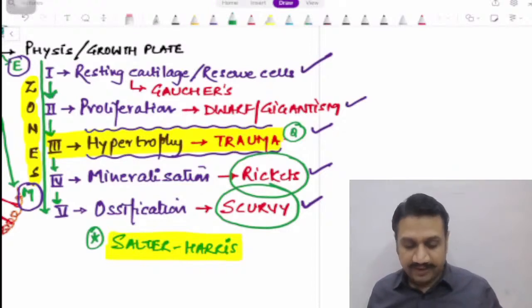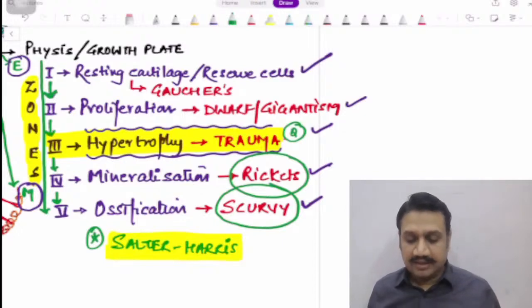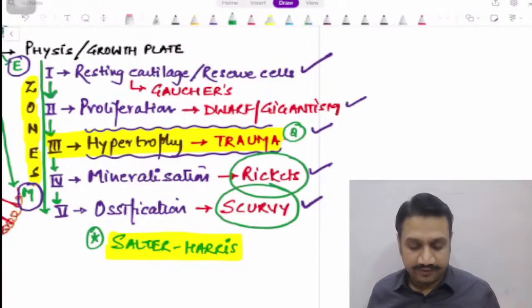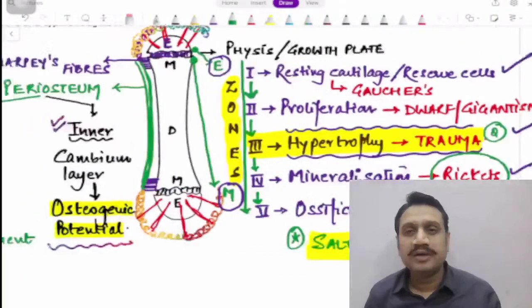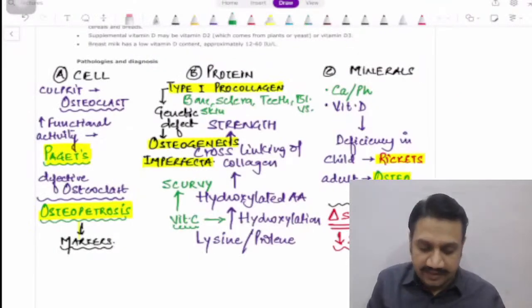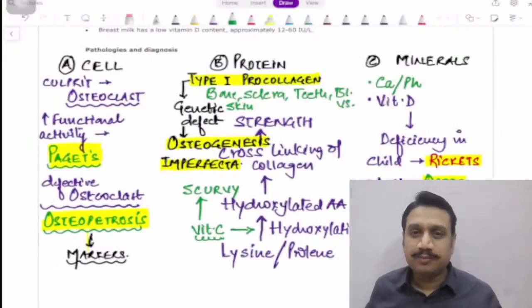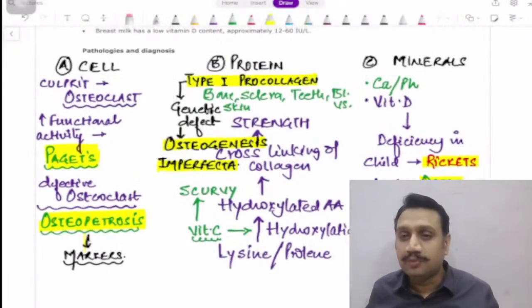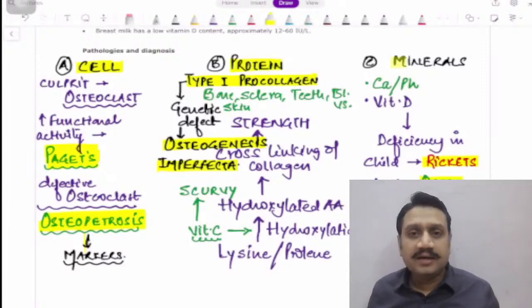Okay. Now the second thing I want to cover is the metabolic disorders, the disorders of mineralization and others. Look at this table in front of you. Look at this chart. It tells you how the bone is formed. See, bone is made up of 3 components, right? Bone is cell, bone is protein, and bone has mineralization. Each of these 3 components of the bone is linked to two disorders, right?